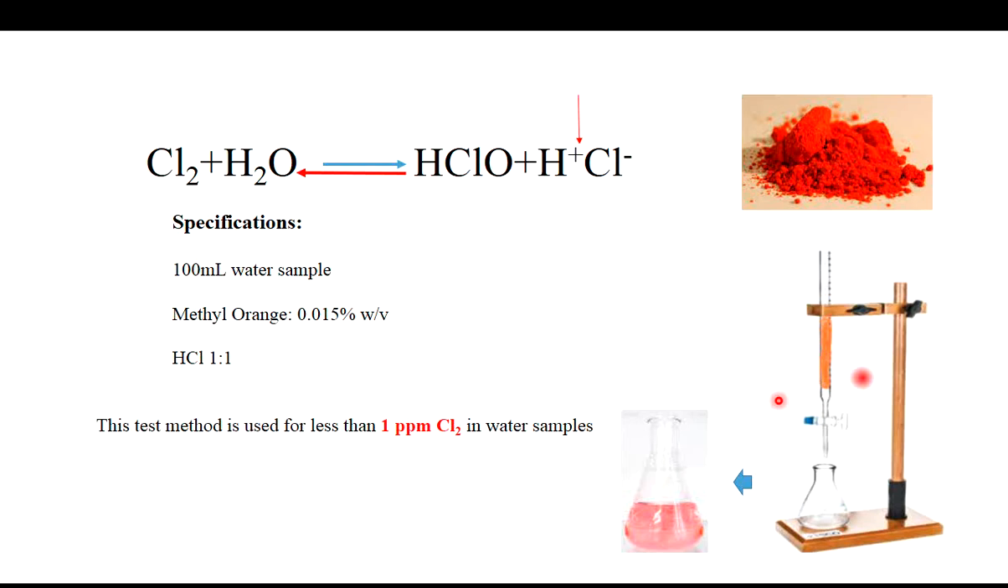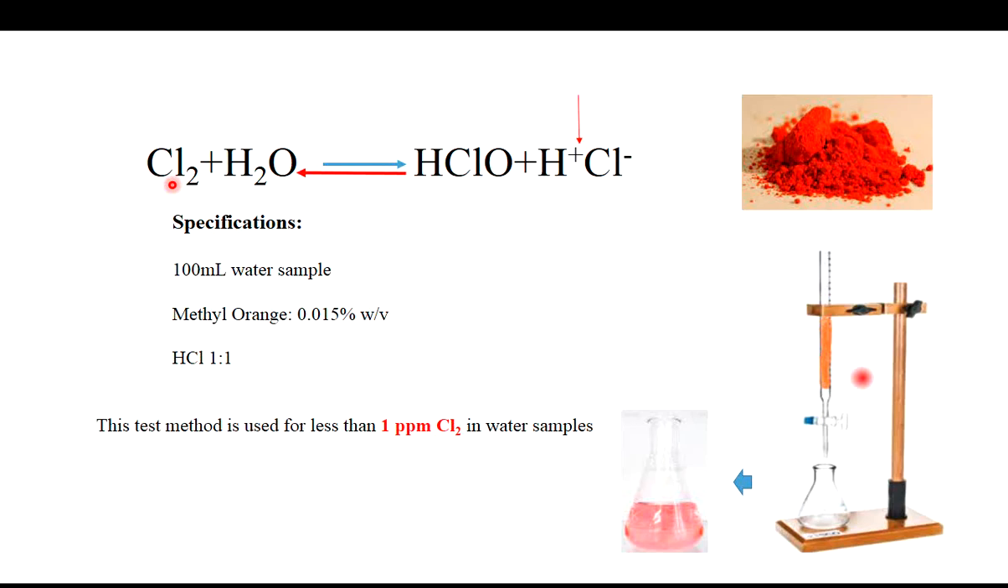Notice the reaction. Chlorine reacts with water to produce HClO and H plus Cl minus. At the beginning of the reaction, the media is acidified with dilute HCl. By adding acid, according to Le Chatelier principle, the reaction proceeds to the left and chlorine becomes free.